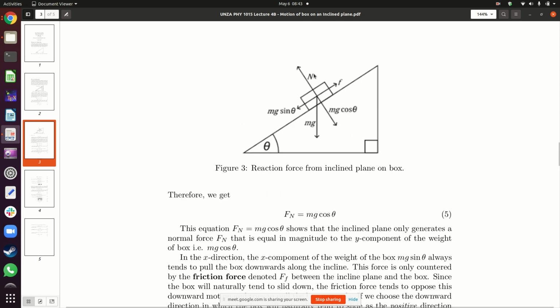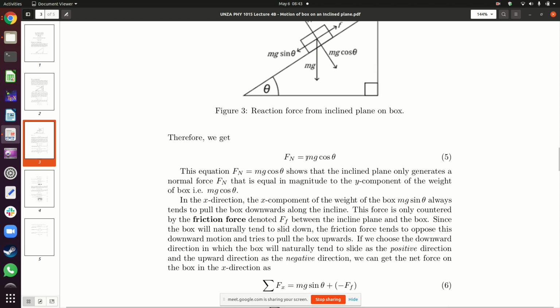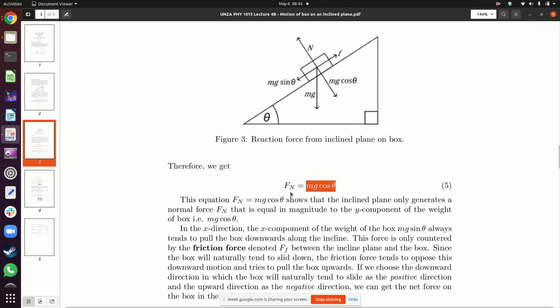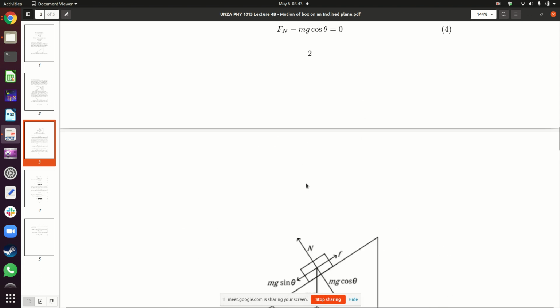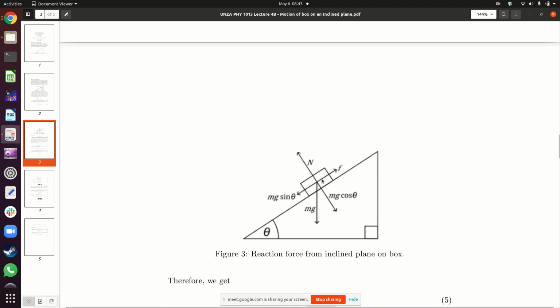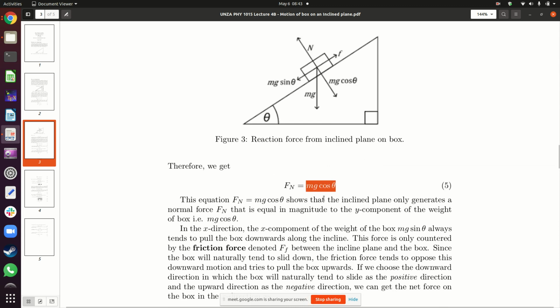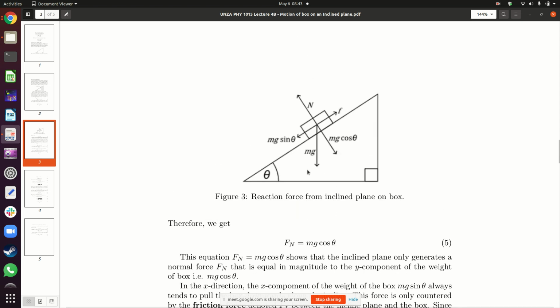So the normal force with which the incline pushes back against the box is equal to the y component of the weight. So the normal force Fn is equal to mg cos theta. That's what we get from applying Newton's second law of motion on the box along the y direction. So Fn, the normal force, is equal to mg cos theta. That's all we can do along the y direction.